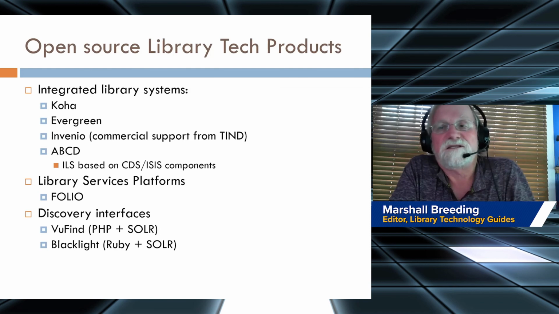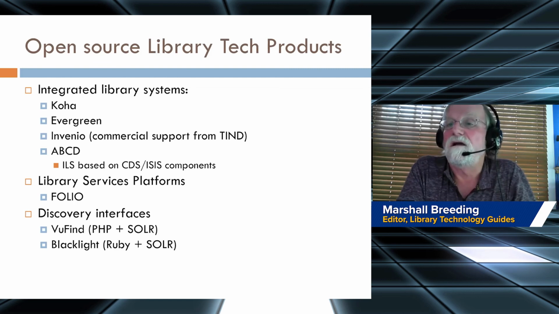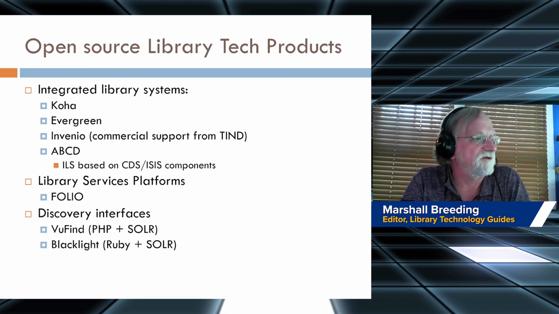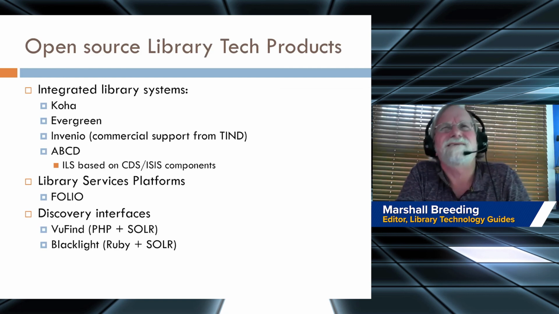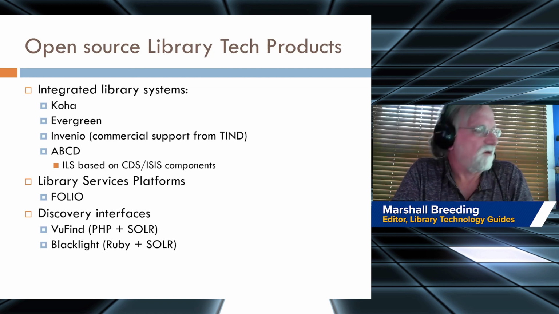And then there are lots of other genres of software. Discovery interfaces, VuFind and Blacklight, are out there and well used as discovery interfaces that replace library catalogs. And then for institutional repositories, DSpace and Fedora are the main ones, and they're very widely used.